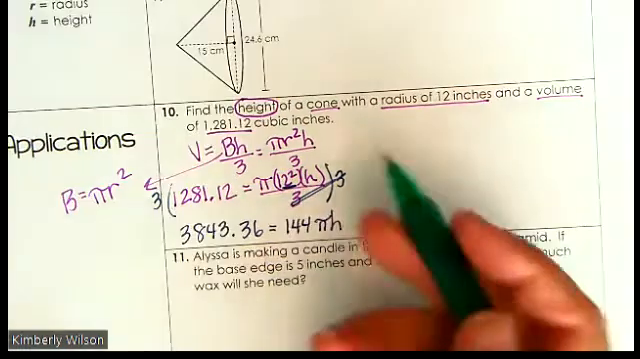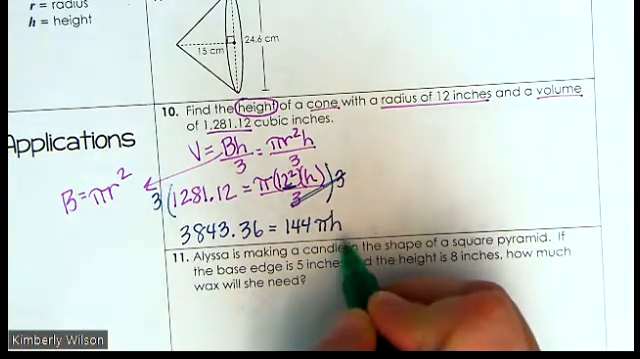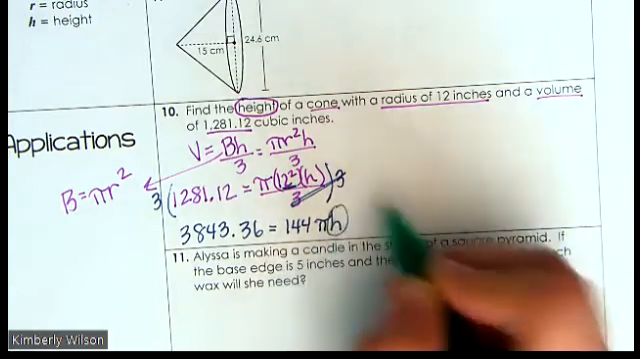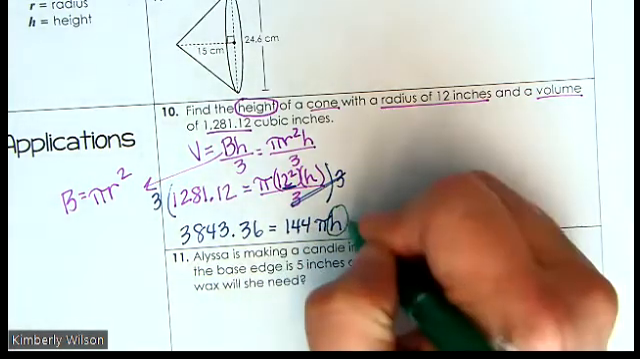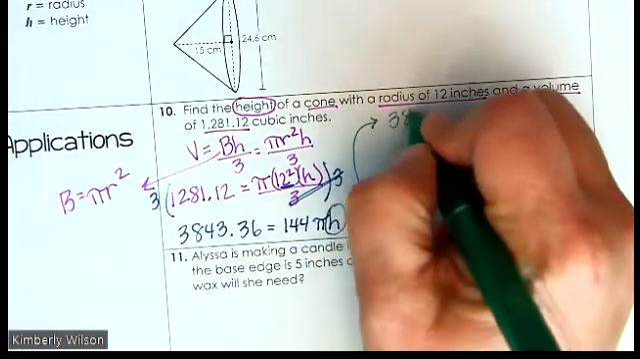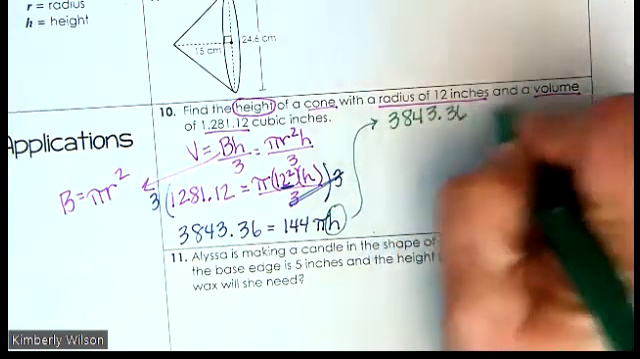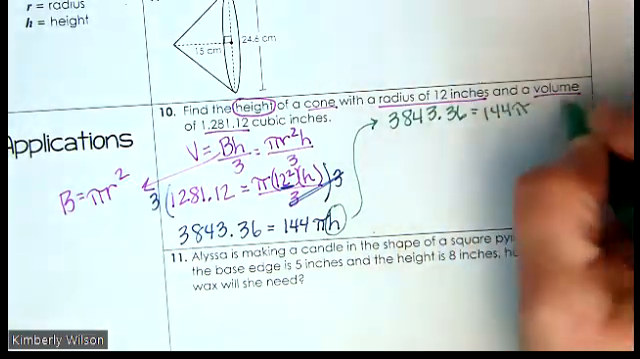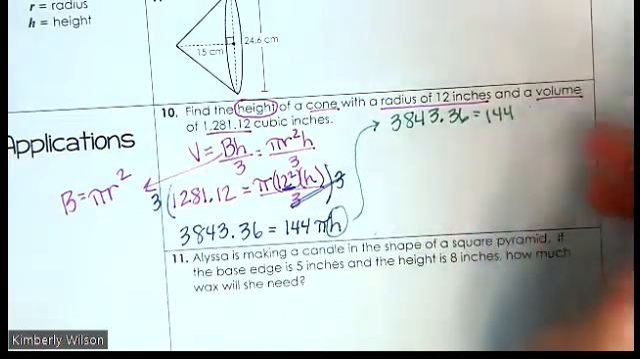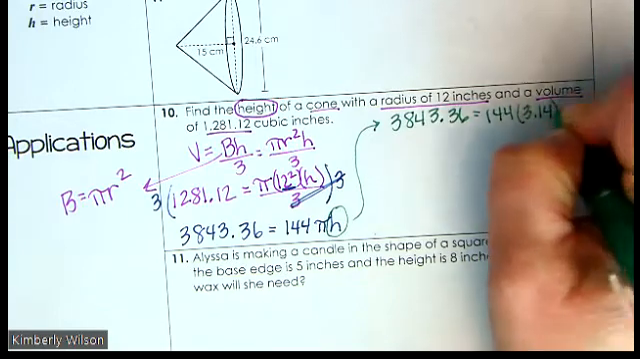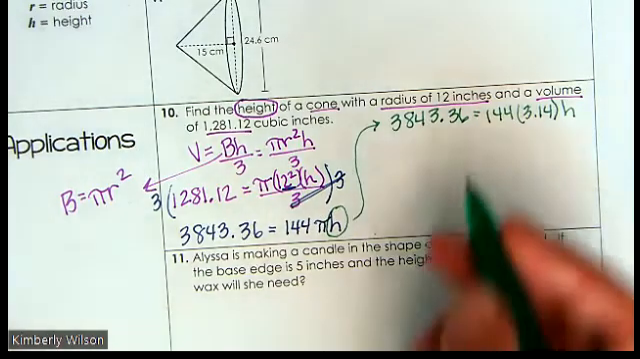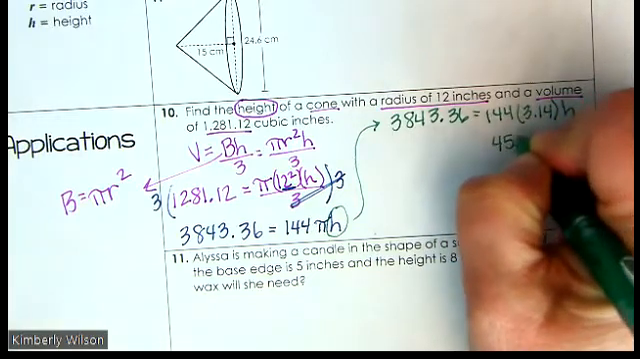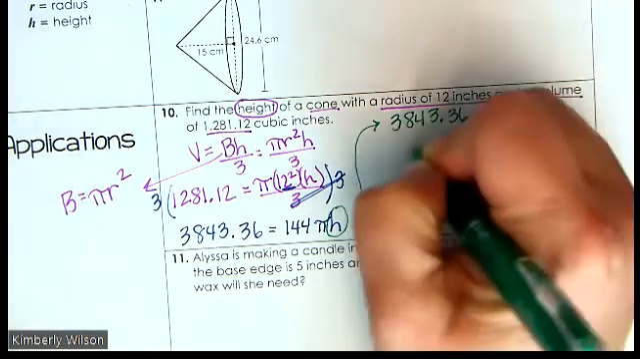Next, well, at this point I need to get the h by itself. All of this is multiplication, so I'm going to divide by the 144 pi on both sides. Well, I'm going to start off by rewriting this so you can see what's happening. 3843.36 equals 144 pi h. And actually at this point, I'm going to go ahead and plug in the 3.14 because I'm solving for h. Okay, so I can do 144 times 3.14, enter, which gives me 452.16 h.